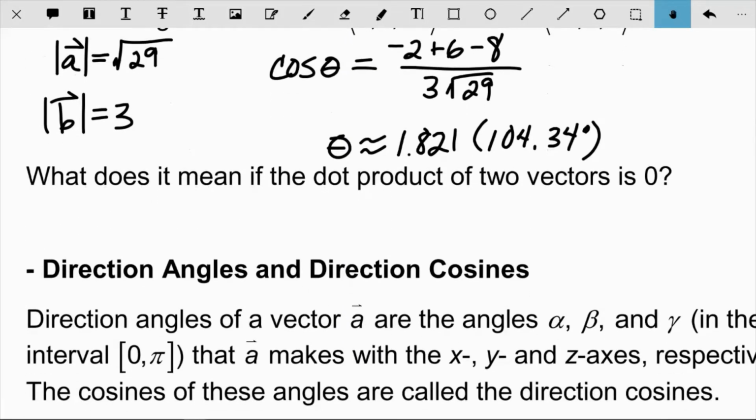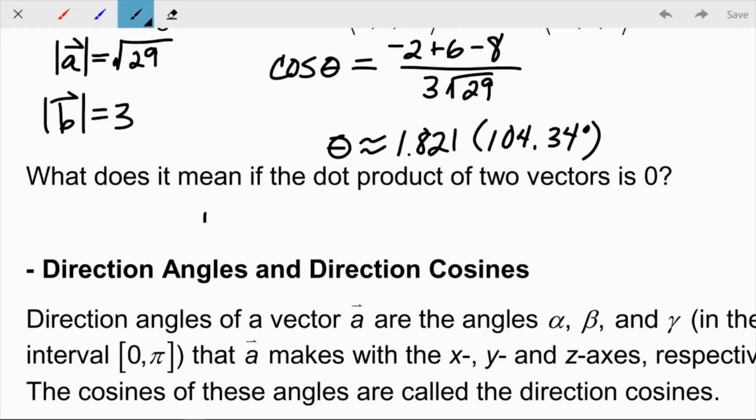Okay, so the next question says, what does it mean if the dot product of two vectors is 0? If the dot product of two vectors is 0, essentially what I'm saying is the cosine of theta is equal to 0. So the cosine of what angle is equal to 0? Well, that would be pi over 2 or 90 degrees. So if the dot product of two vectors is 0, that means that the vectors are perpendicular.